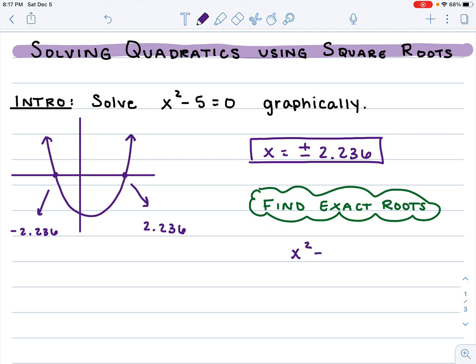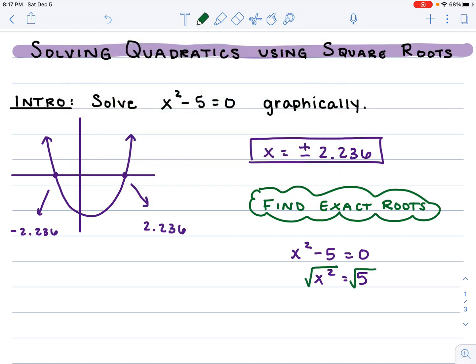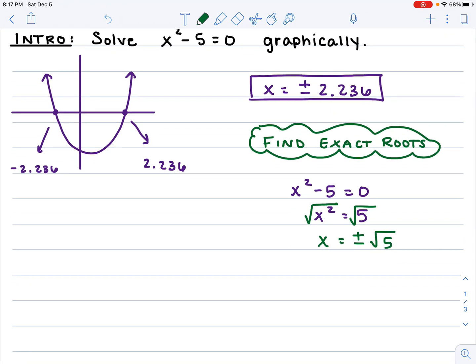If I do x squared minus 5 equals 0, I'm going to try to get that x squared completely by itself, so I'm going to add that 5 over. And then my goal is to solve for x. We'll get x by itself. To get rid of that x squared, you take the square root of both sides. The square root of x squared is just x. When you take the square root of a number, you're going to have the positive and the negative option of it, the square root of 5. Square root of 5 cannot be reduced. All right, so this would be your final answer here.